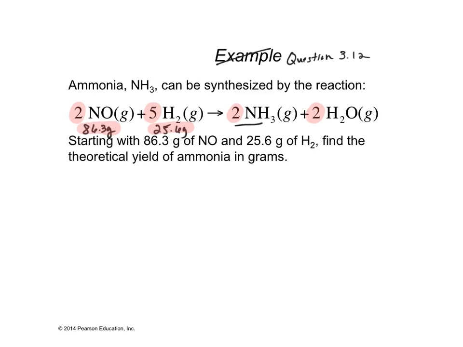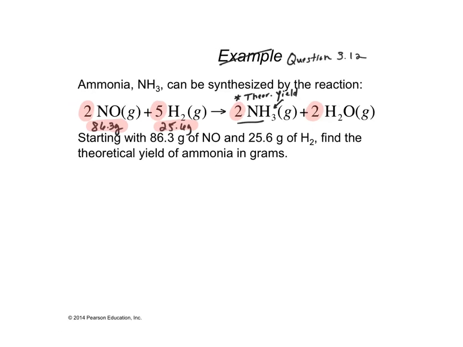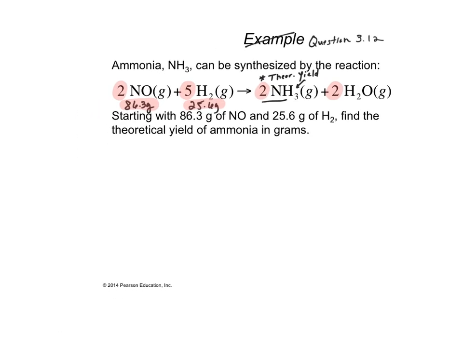And the question that we're asking is, what is going to be our theoretical yield of this guy, ammonia, given that we're starting with that much of NO and that much of hydrogen? Now, the first step in any of these types of problems is, number one, we're going to determine the limiting reagent. So we'll go ahead and write determine the limiting reagent, and I'm going to abbreviate that LR, okay?